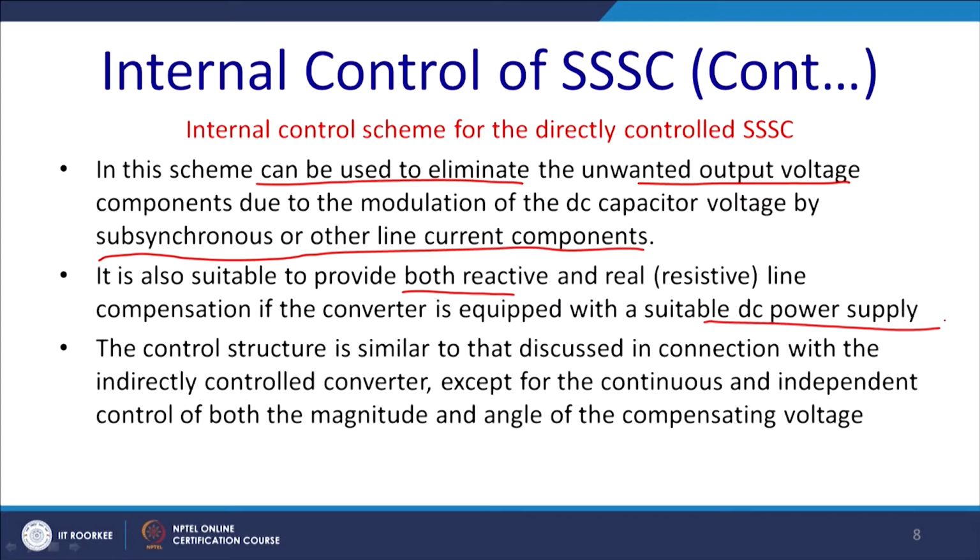The control structure is similar to that discussed in connection with the indirectly controlled converter, except that continuous and independent control of both the magnitude as well as the angle of the compensating voltage is required. So, there will be a little change in the control circuit and it will be more complex, since we have to give measured values of VQ and alpha. So the control technique will differ a little bit.